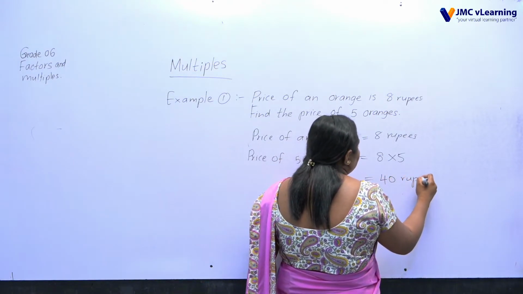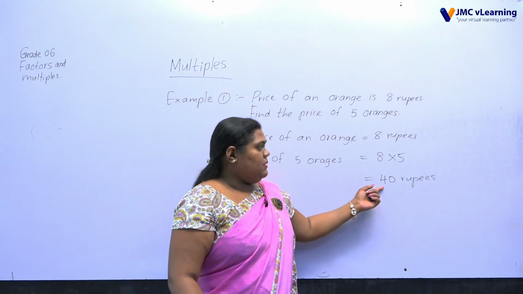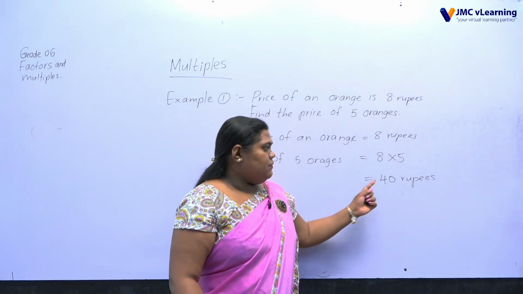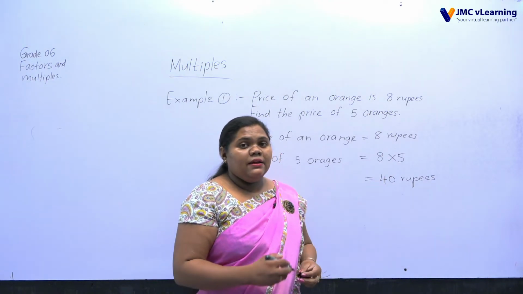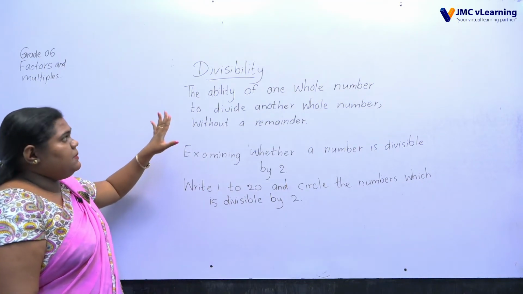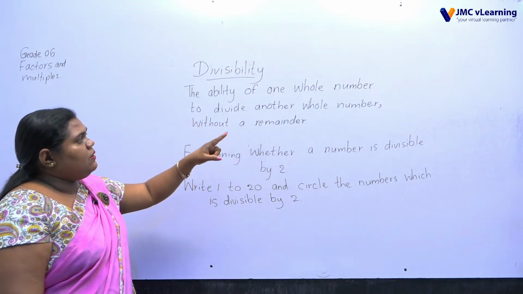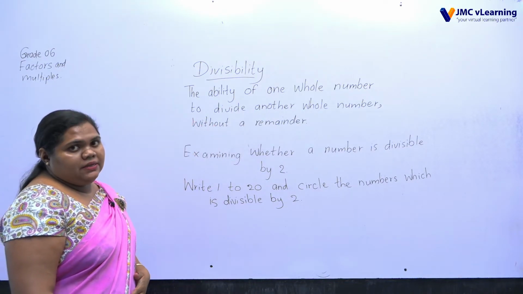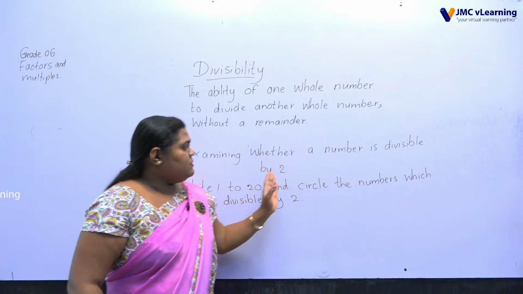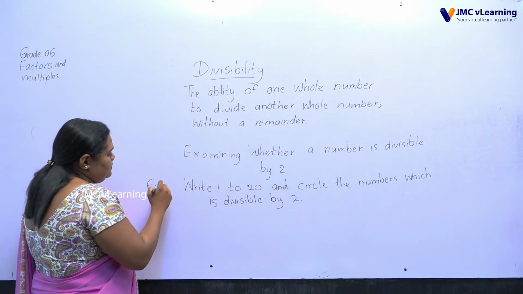40 rupees. Then this 40 is a multiple of 8 and 5. Under this divisibility part, what does divisibility mean? The ability of one whole number to divide another whole number without a remainder. We call that divisibility. First, examining whether a number is divisible by 2. Now there is an example.